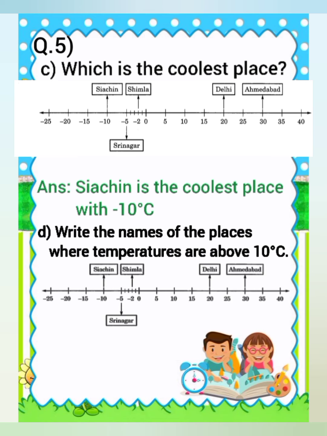Here, again we will use this same number line. So, here, above 10 degrees Celsius means Delhi and Ahmedabad. Delhi is 20 degrees and Ahmedabad is 30 degrees Celsius. So, we will write here: Delhi 20 degrees Celsius and Ahmedabad 30 degrees Celsius.